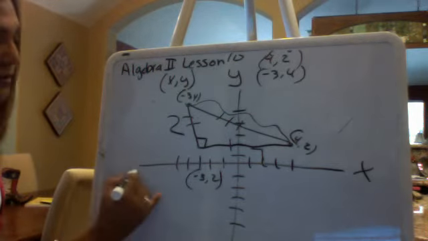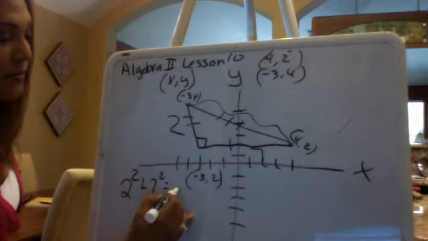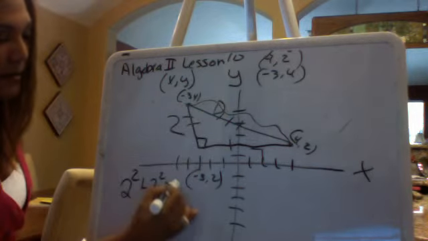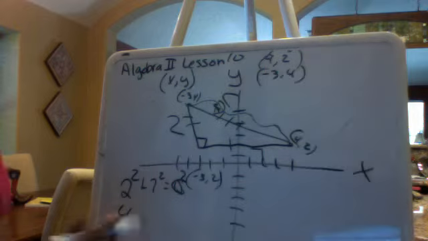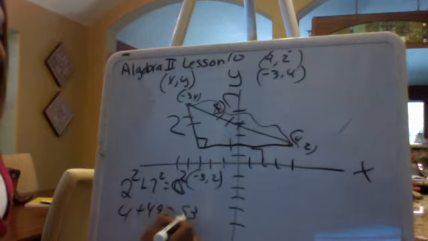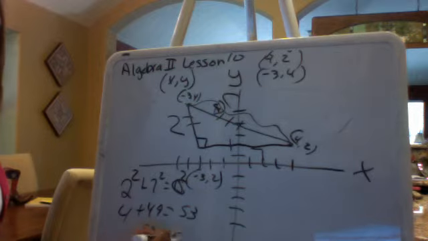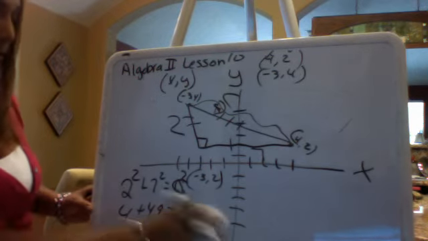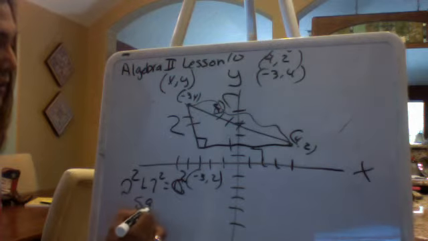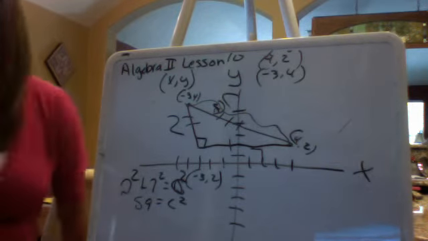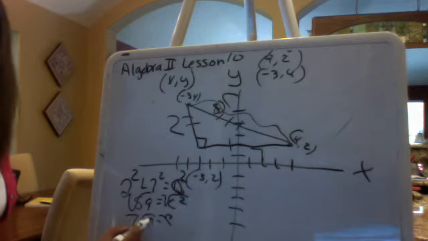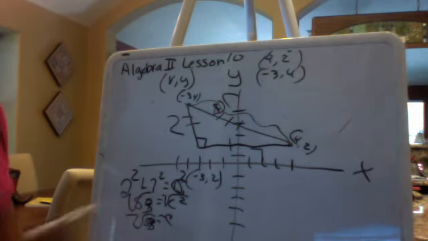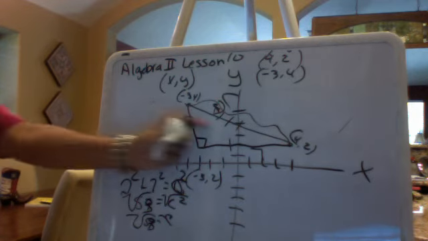So we can simply go 2 squared plus 7 squared equals, we'll just call it D. Or we can say c squared. Let's call it c. Whatever you want to call it. So we've got 4 plus 49 equals 53. So 53 equals c squared. But again, we want just c for just that side. So we have to take the square root, and c equals the square root of 53. That's how you would find the distance.